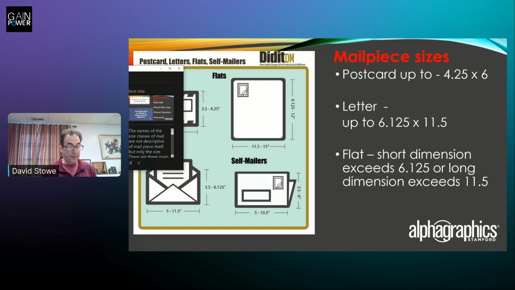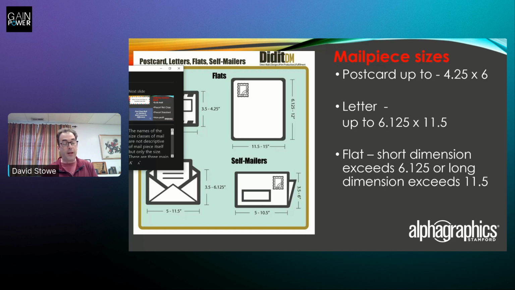A postcard does not describe everything that you might associate normally as a postcard, but rather simply a mail piece that is up to 4 1/4 inches on the short dimension and 6 inches on the larger dimension. Likewise, a letter size piece is not describing a letter as you would conventionally think of it, but normally a mail piece that on its small dimension is 6 1/8 or larger.